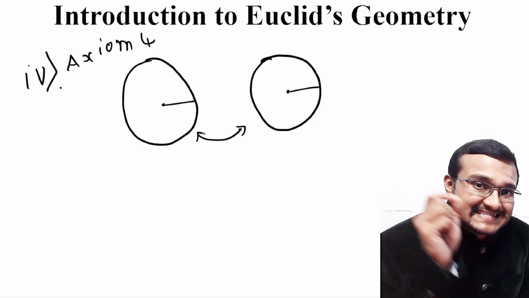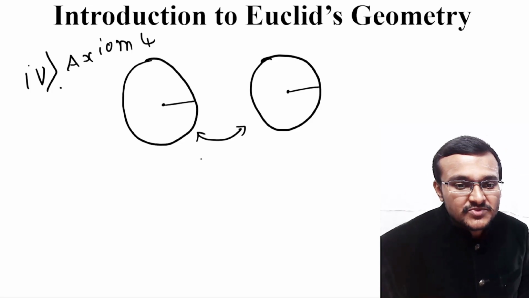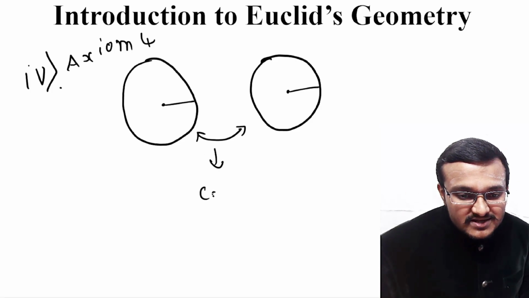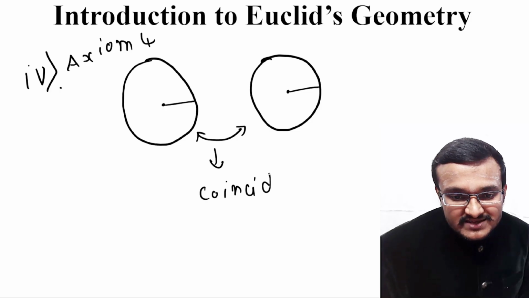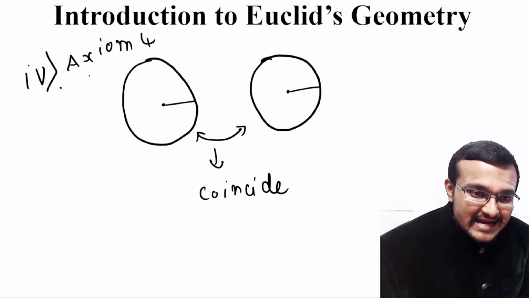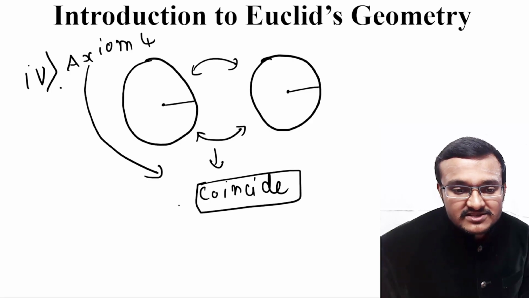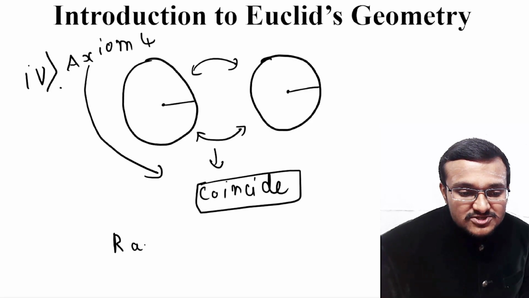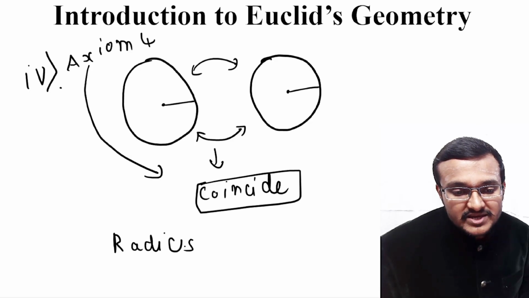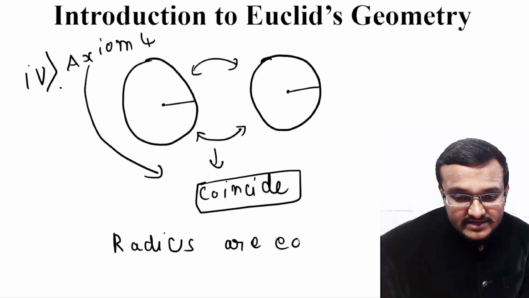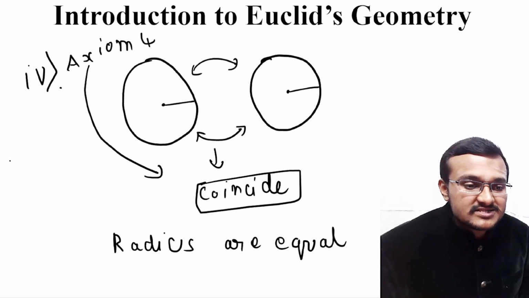So that means they exactly coincide with each other. According to axiom 4, because these 2 circles are equal, they coincide exactly with each other. So the radii of these 2 circles will be equal. Here this fourth statement is true.